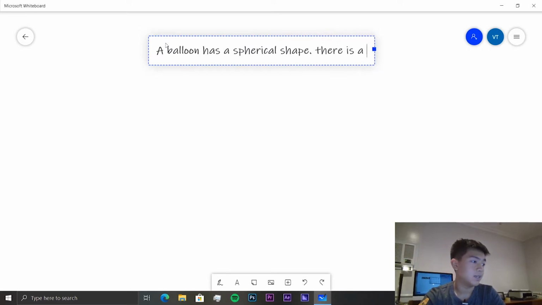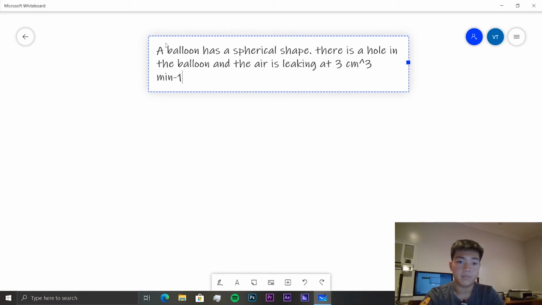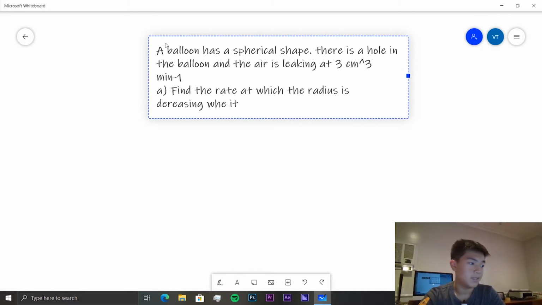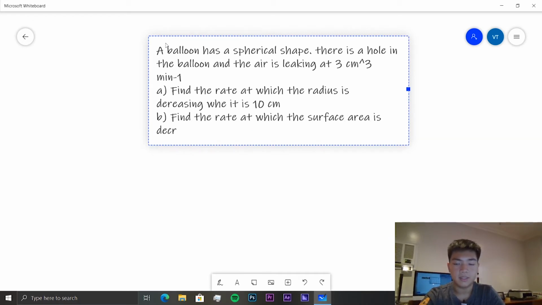There is a hole in the balloon, and the air is leaking at 3 centimeters cubed per minute. Find the rate at which the radius is decreasing when it is 10 centimeters. And finally, find the rate at which the surface area is decreasing when the radius is 4.5 centimeters.